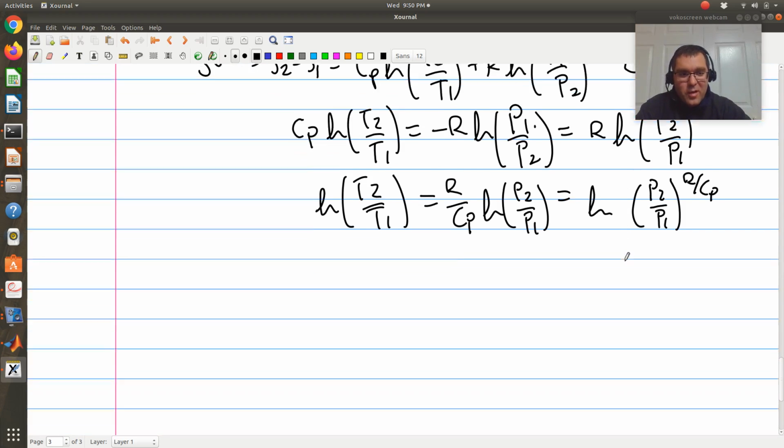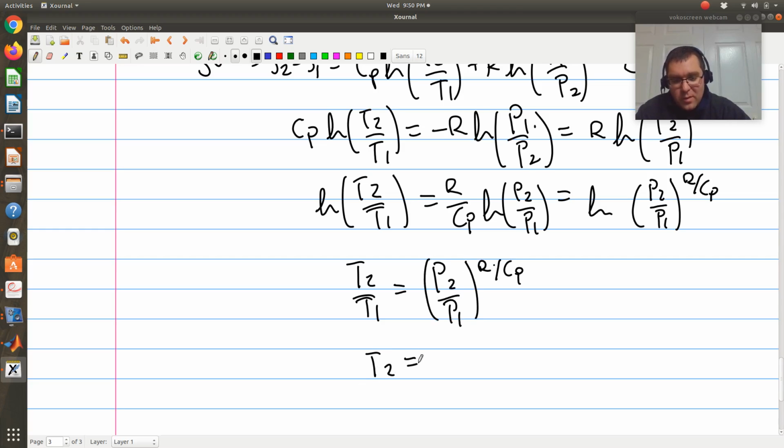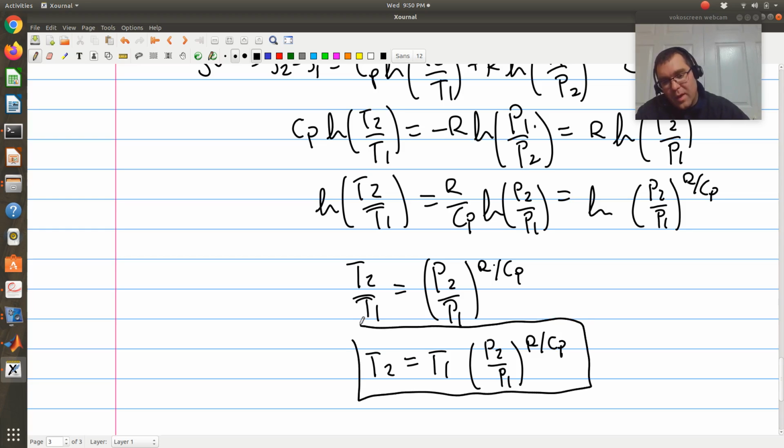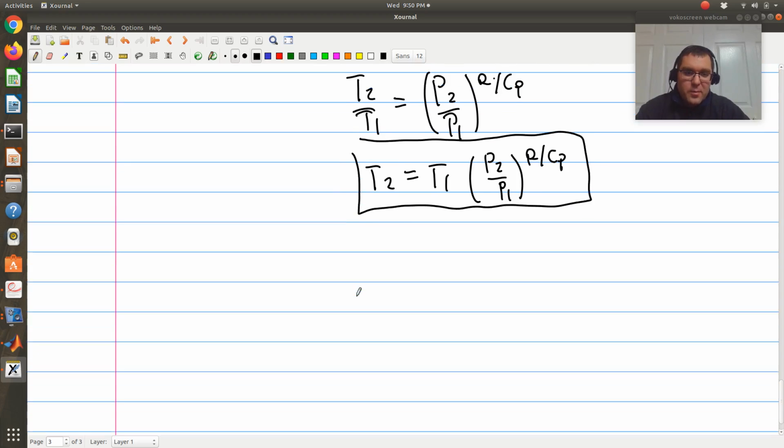All right, so now let's take the exponential of both sides. And that would give me T2 over T1 is equal to P2 over P1 raised to the R over Cp. So T2 is equal to T1 times P2 over P1 raised to the R over Cp. Where for temperature, I need to make sure I'm using absolute units.